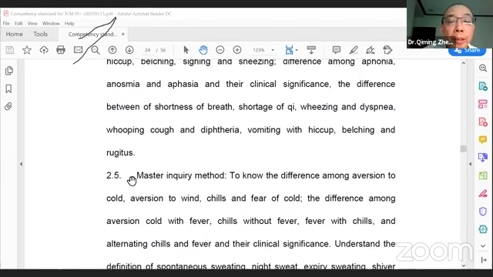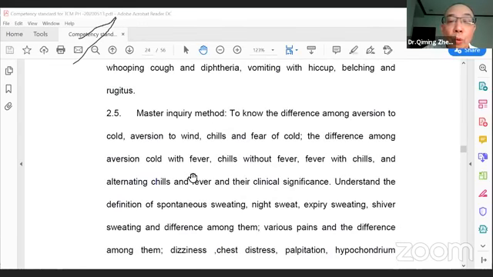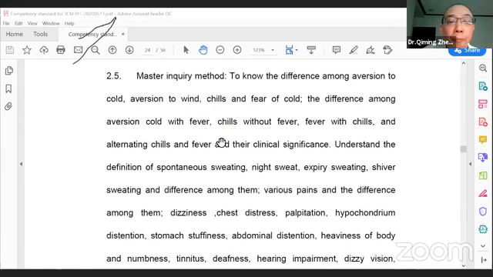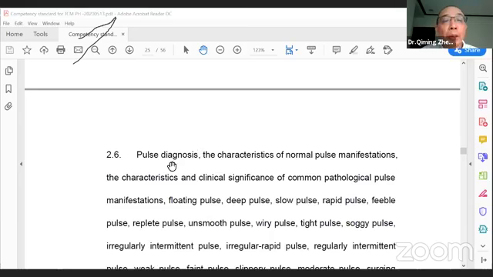Point 5, master inquiry methods. Okay, so we indicate the details of the inquiry methods, and then the normal, and then abnormal. Just give the term. The point 6 is the past diagnosis.